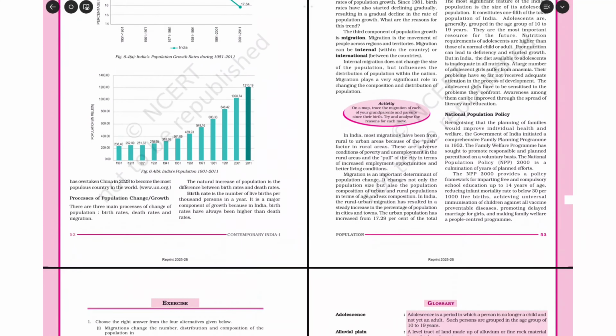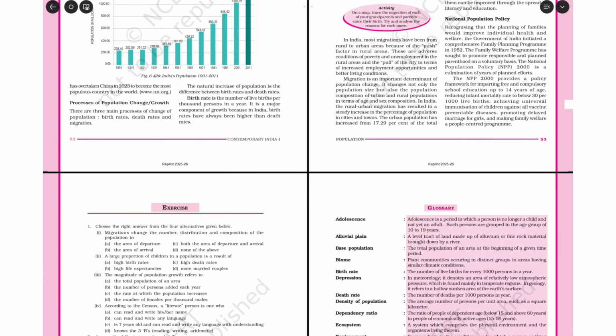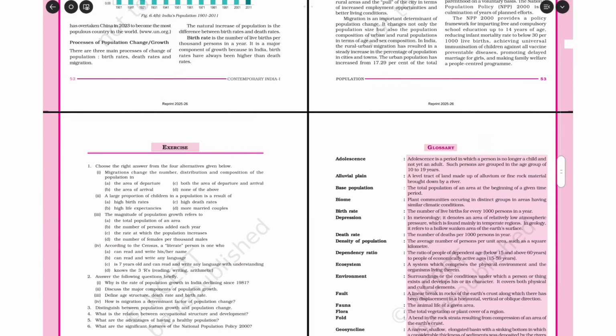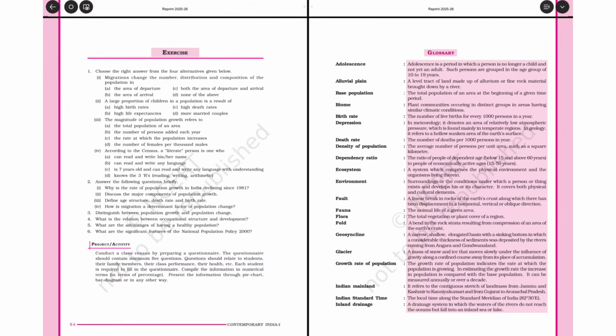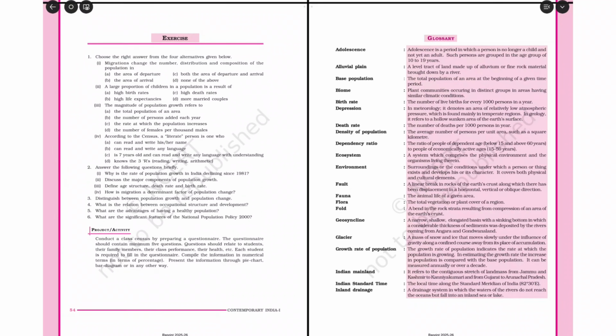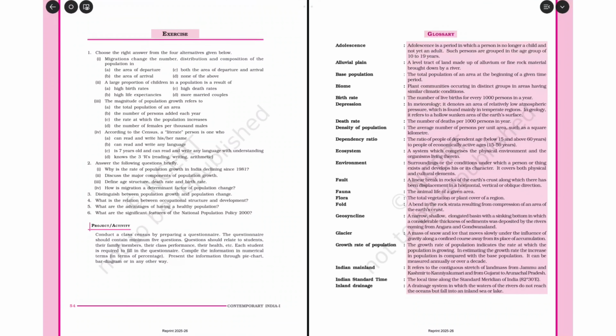Let's start with the multiple choice section. Question 1, part Roman numeral 1. Choose the right answer from the 4 alternatives given below. I. Migrations change the number, distribution, and composition of the population in A. The area of departure, B. The area of arrival, C. Both the area of departure and arrival, D. None of the above. The authors are testing the concept of push and pull factors here.